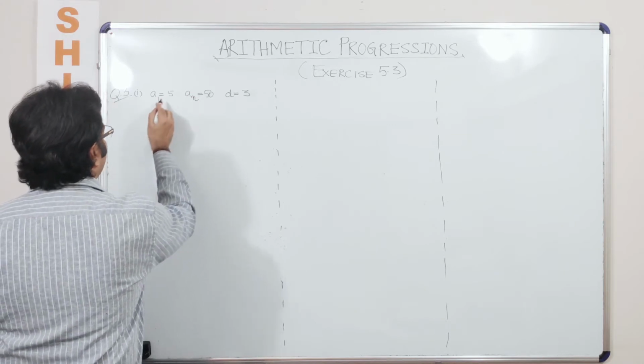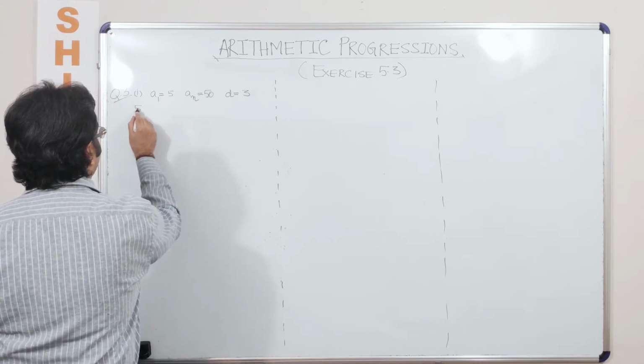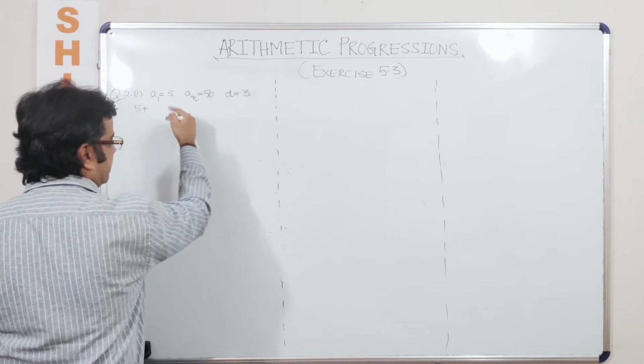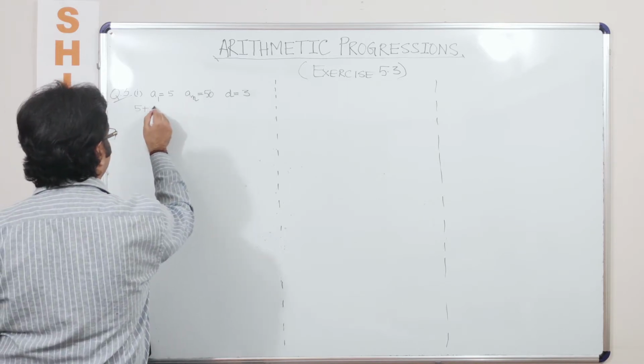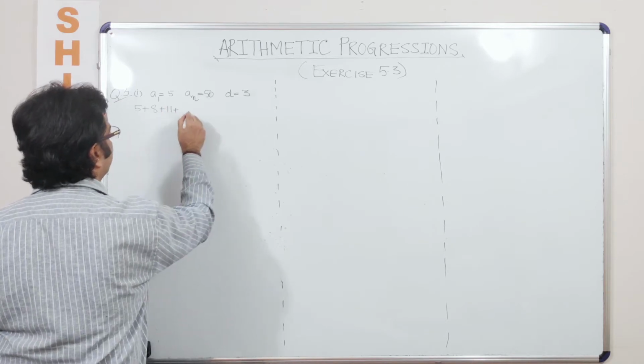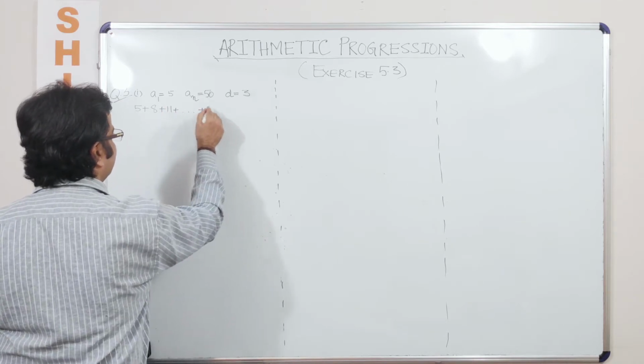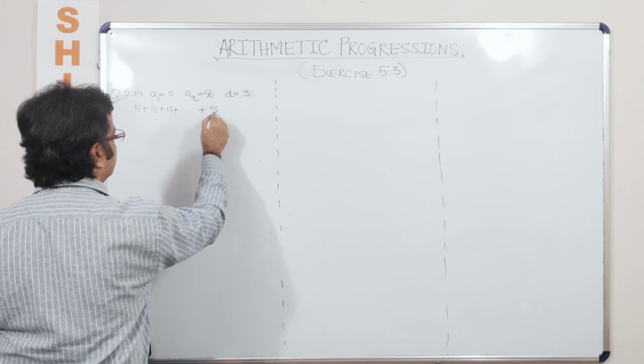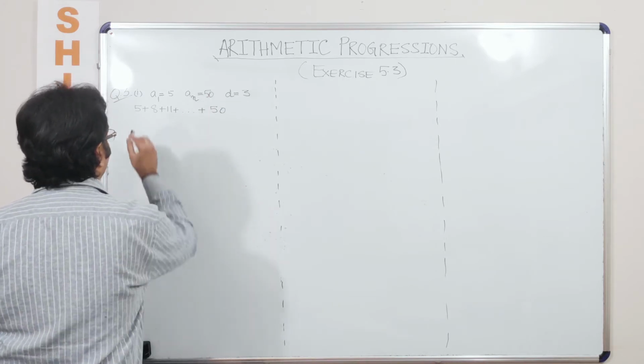Okay, can we write down the series? Of course, the series is 5. So let's say the arithmetic progression. So 5 plus 3, 8, 8 plus 3, 11, and this is how you would write. And then the last term here, which is given to you as 50. Okay, can we find out the number of terms?